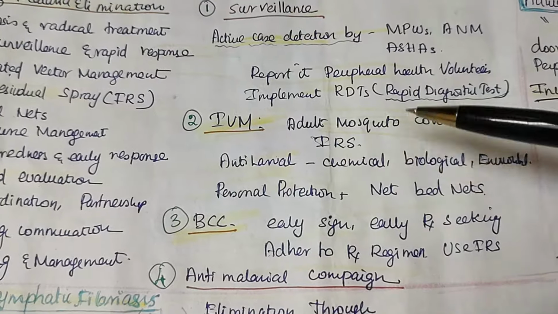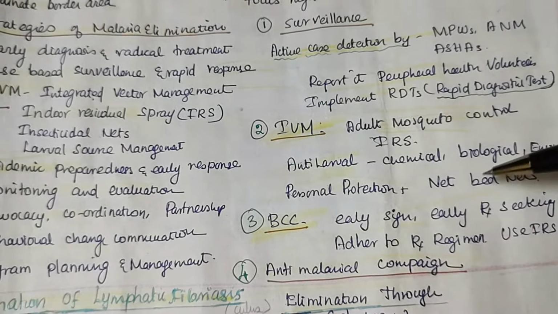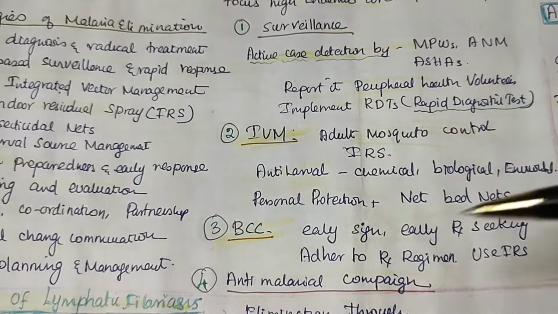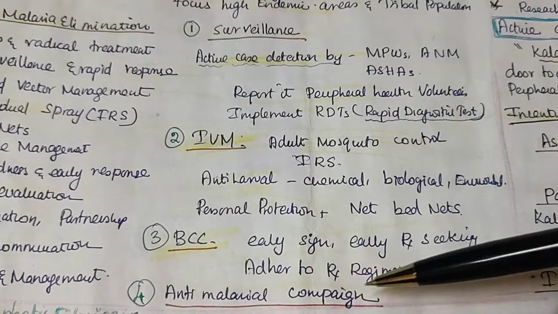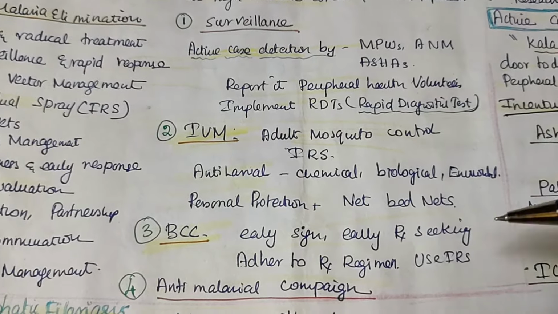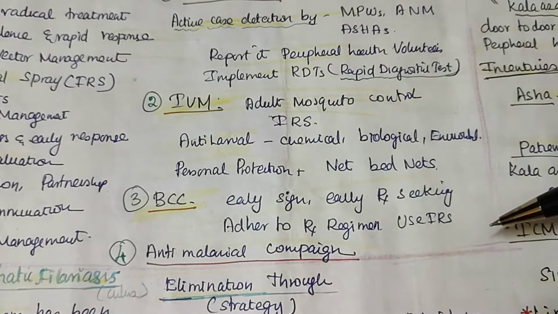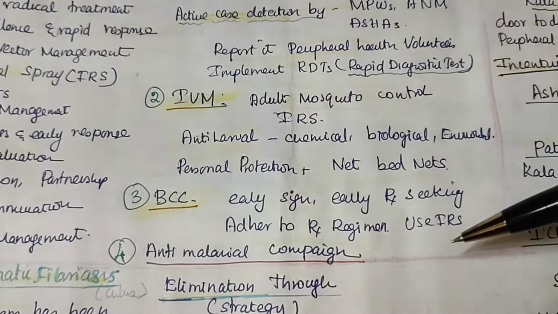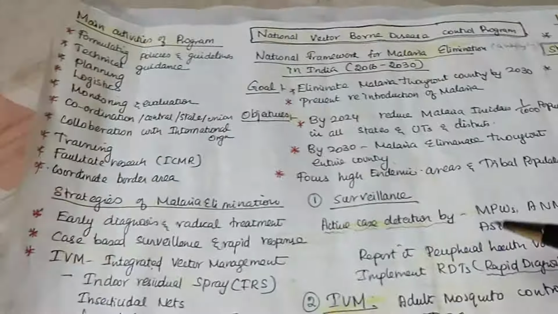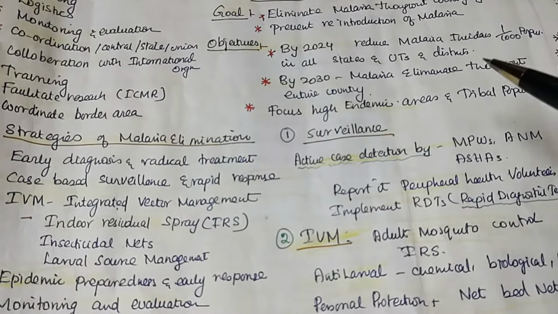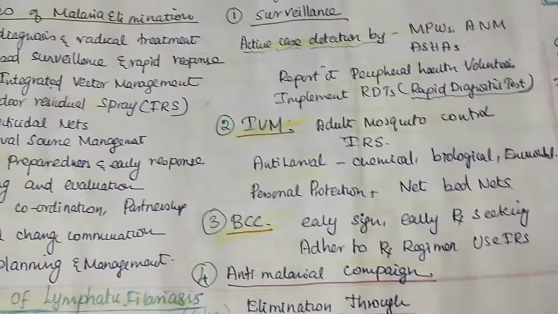And then integrated vector management, where adult mosquito control will be done. Indoor residual spray is also done, anti-larval measures are carried out, and each individual is motivated to wear long sleeve clothes and use mosquito nets. And BCC, communication and education: on early signs, people should not delay or self-medicate, they should immediately seek medical help and adhere to the treatment regimens given. Often they conduct anti-malarial campaigns in important areas with doctors and nurses. This will really help control malaria and achieve the goal of 2024 and 2030. This is how you have to write it, the strategy and this part.